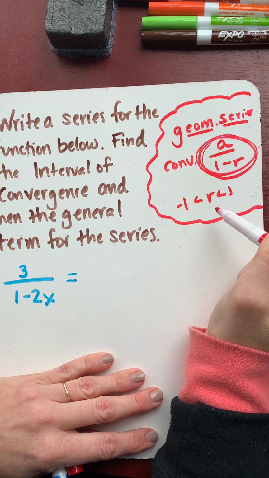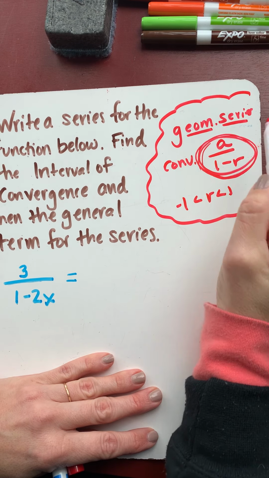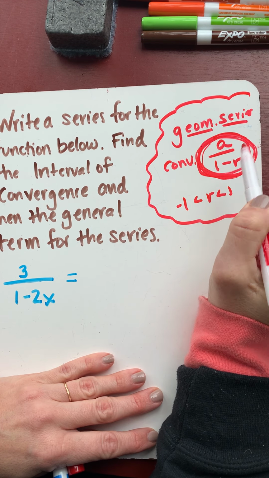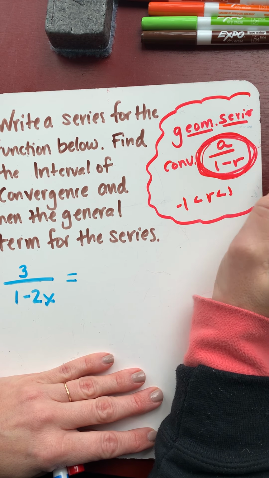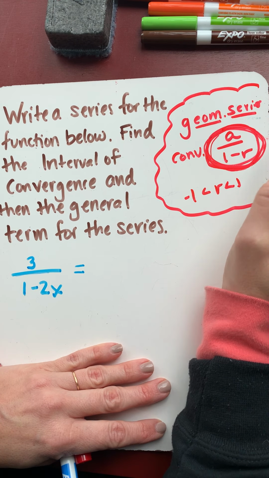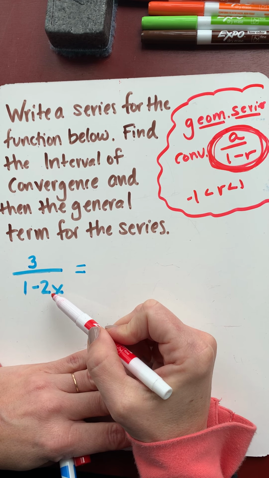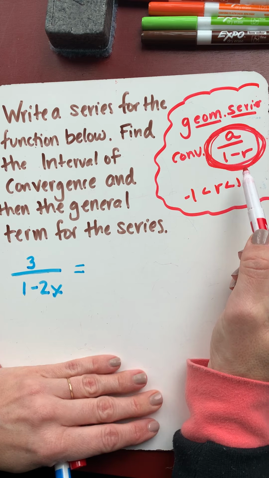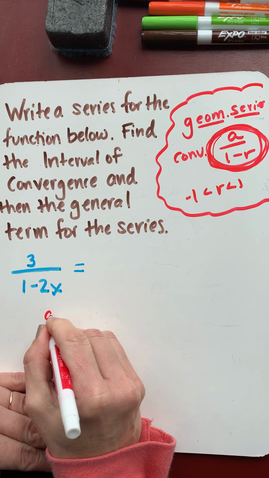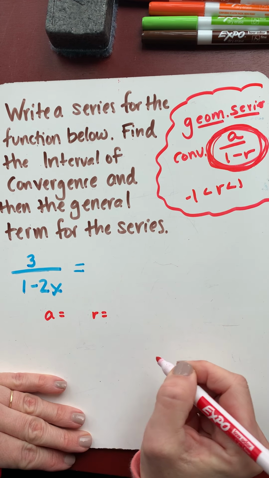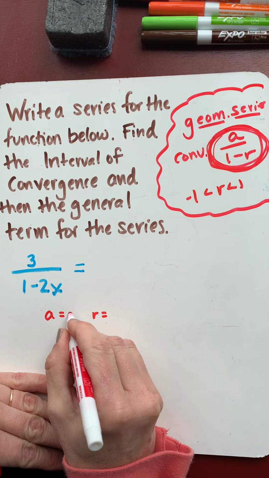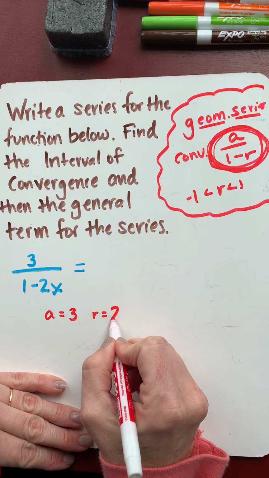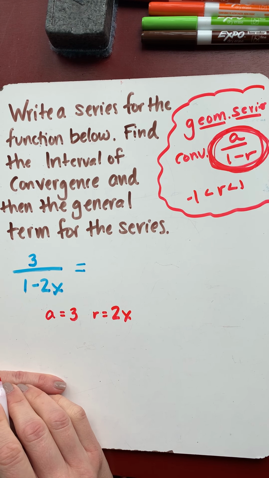Yes, new word. So if we get a function that looks similar to this, we can say, oh, I can write that function as a geometric series. So look at what I was just given. This in blue looks a lot like this. So I can identify what is A and what is R. A is this number on top of the fraction. And as long as we have subtraction, R is that term after the subtraction sign.